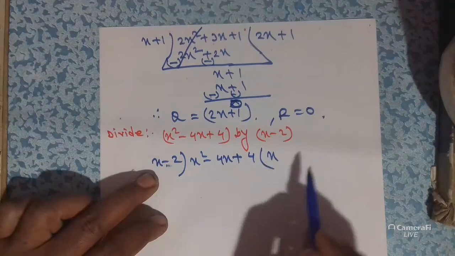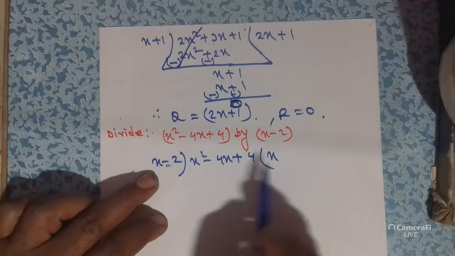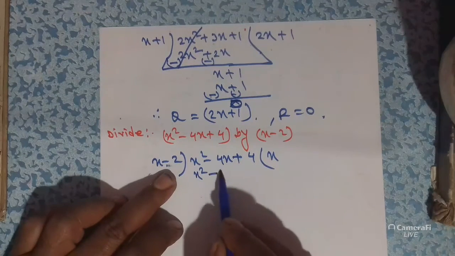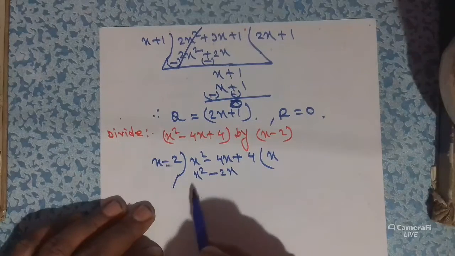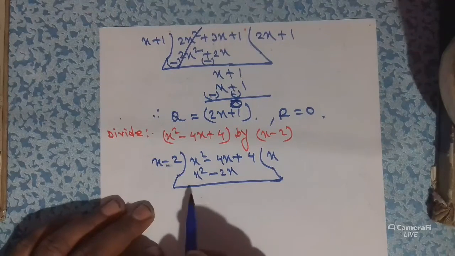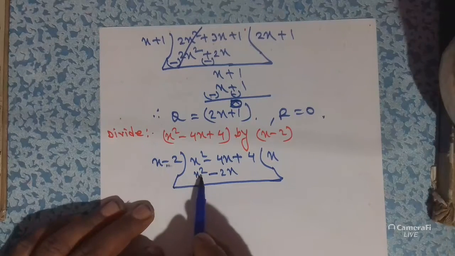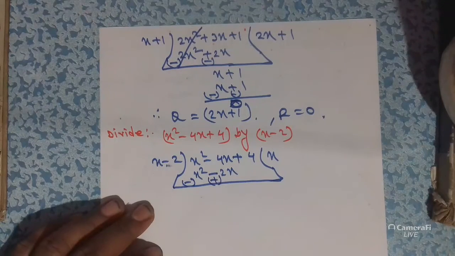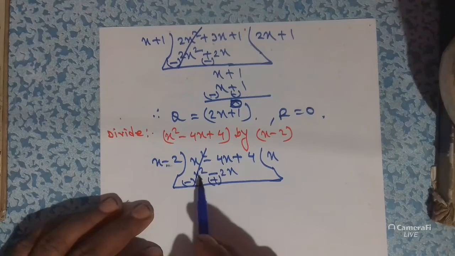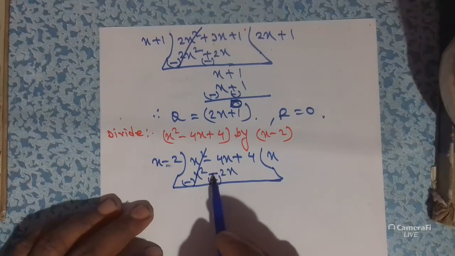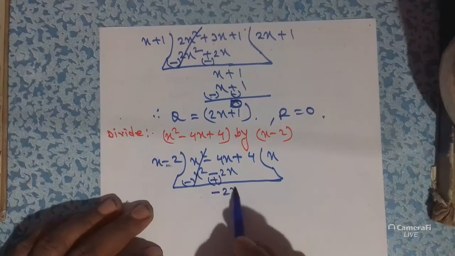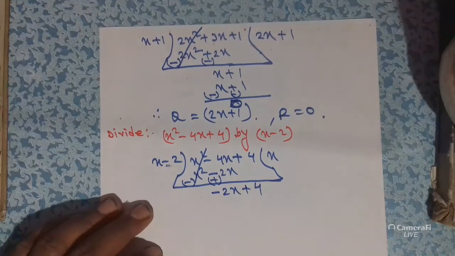If we multiply x with x minus 2, then x multiply x is x square and x multiply minus 2 is minus 2x. After this we have to subtract. So to subtract we need to change the sign. So plus x square will be minus, and minus will be plus. Now plus x square and minus x square will be 0. Minus 4x and plus 2x will be minus 2x, and the remaining number is plus 4.